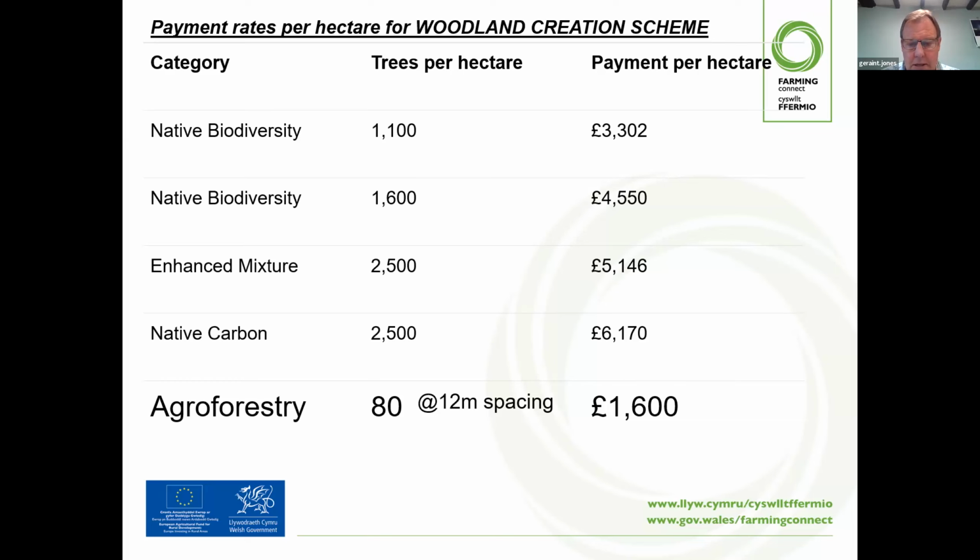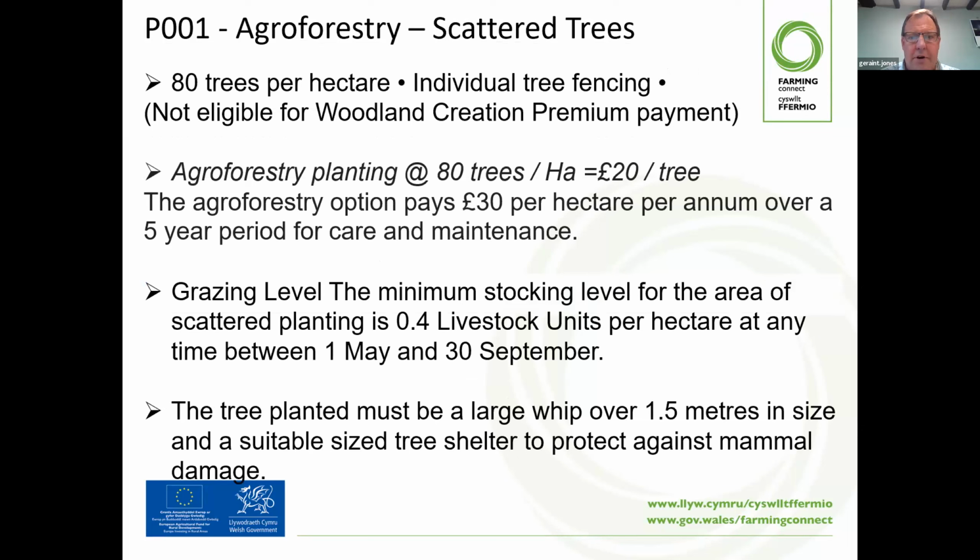However, we are in transition from the single farm payment into a new sustainable farming scheme, and I'll talk about that more later. So the P001 agroforestry option covers 80 trees per hectare, with individual tree fencing, 3 guards around it. It's not eligible for woodland creation premium payments. Planting, as I said, is at 80 trees per hectare, which equates to about £20 per tree. The agroforestry option pays £30 per hectare per annum over a 5-year period for care and maintenance as well, which again is low, but that will undoubtedly change in the new sustainable farming scheme.